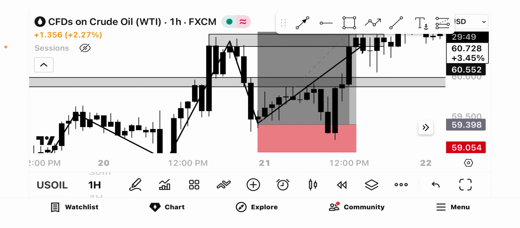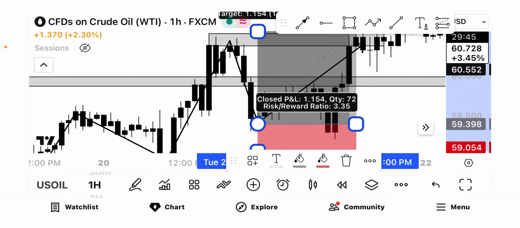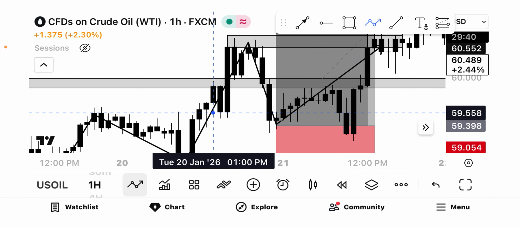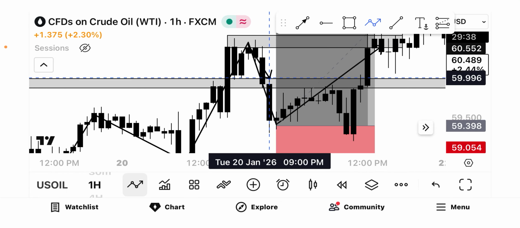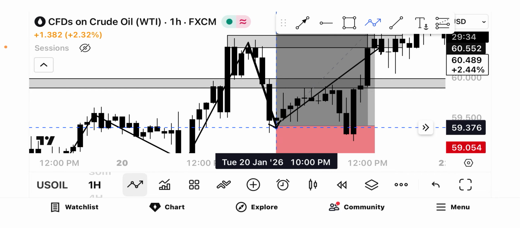You can see that price respected the entry. This is a 1:3 risk to reward. You can see price respected the entry. Immediately price broke out from this zone. Price came back to retrace. This is where we enter our trade, guys.